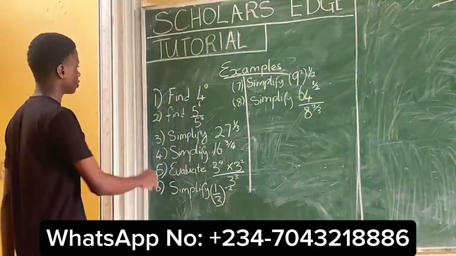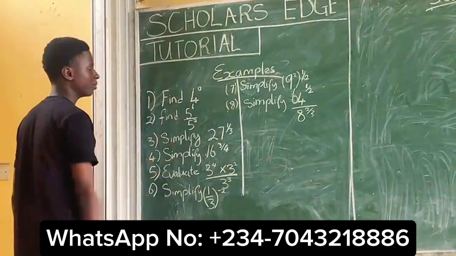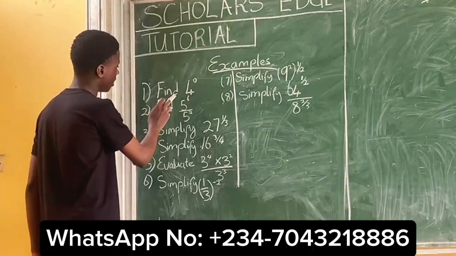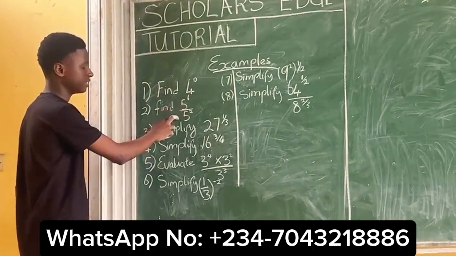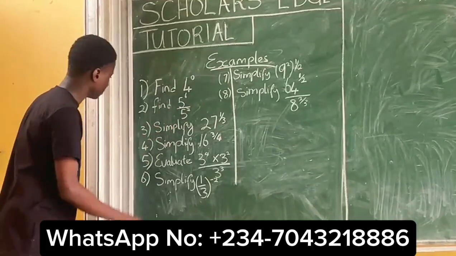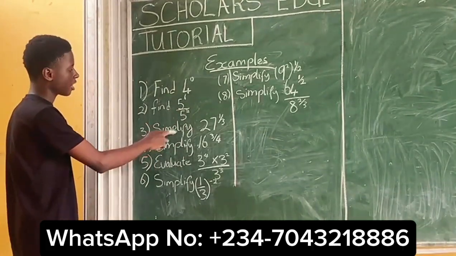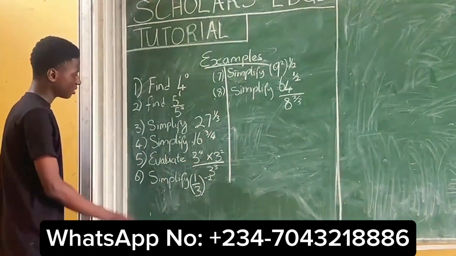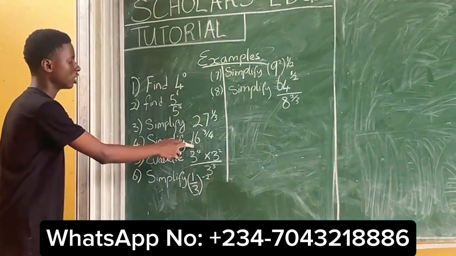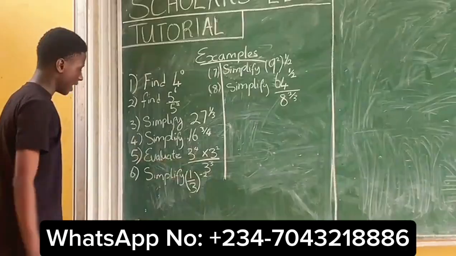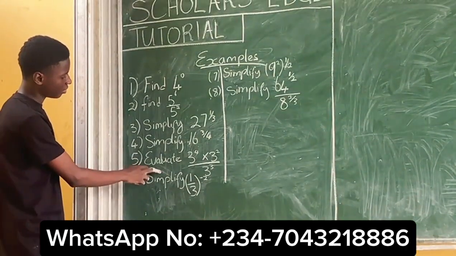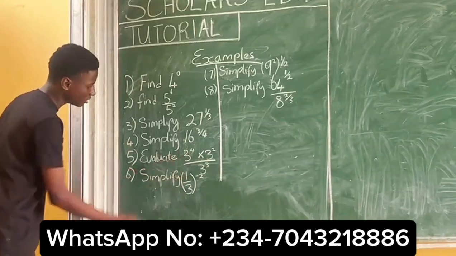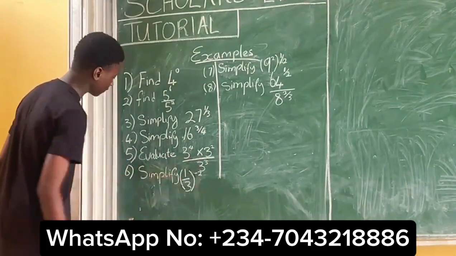These are the questions. Number 1, find 4 to the power of 0. Number 2, find 5 to the power of 6 divided by 5 to the power of 2. Number 3 says simplify 27 raised to the power of 1 over 3. Number 4, simplify 16 to the power of 3 over 4. And number 5, evaluate 3 raised to the power of 4 multiply 3 raised to the power of 2 divided by 3 raised to the power of 3.